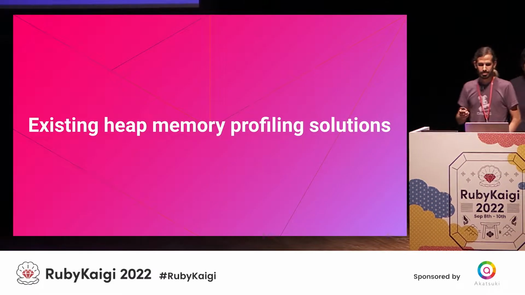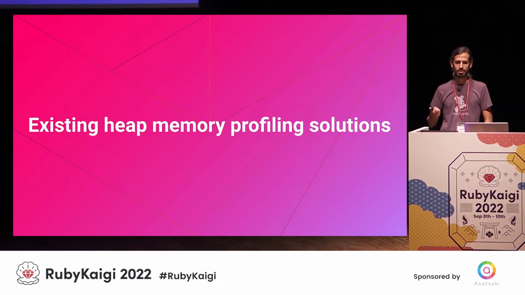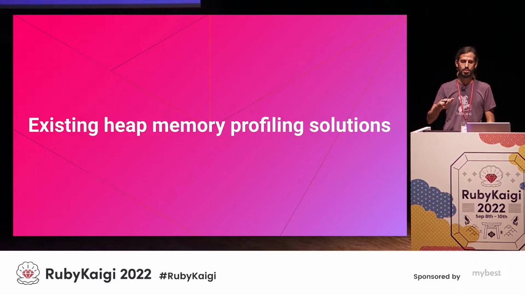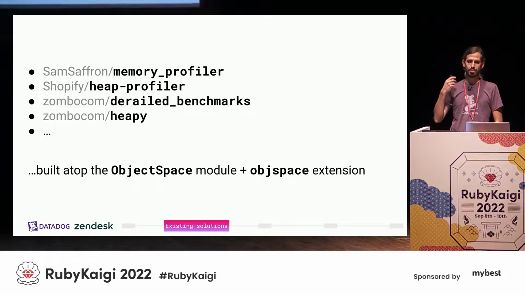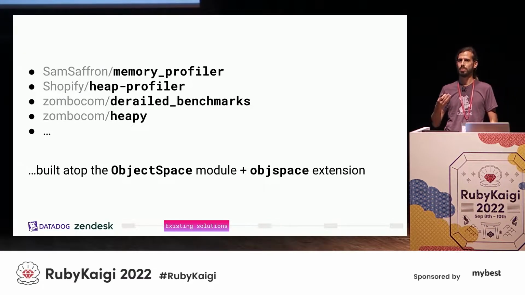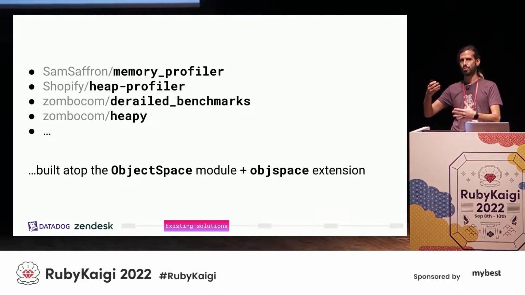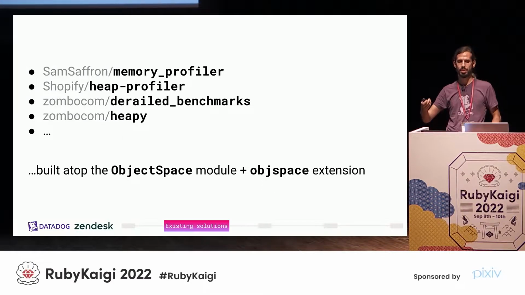Let's talk about what's out there. Obviously Ruby has been around for quite a bit of time, and people have run into this issue, and there are existing solutions for it. So there's Sam Saffron's great memory profiler and Shopify's heap profiler gems that allow you to both gather information as well as have some list of top objects, most interesting things for you to investigate.